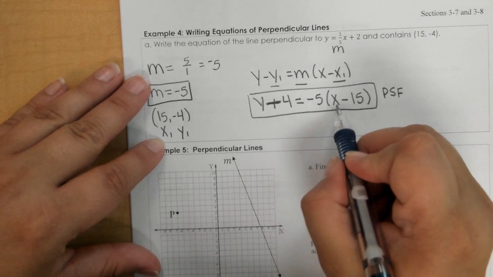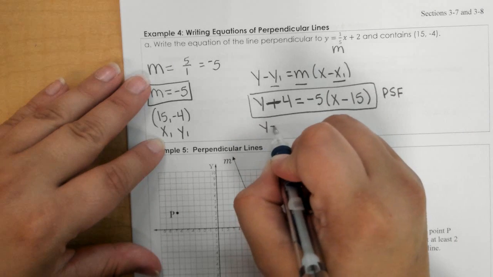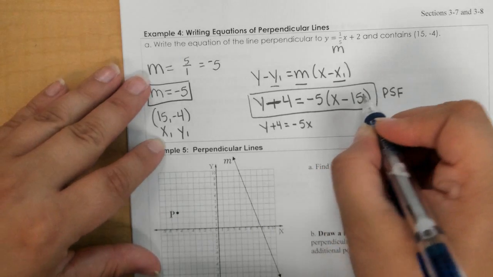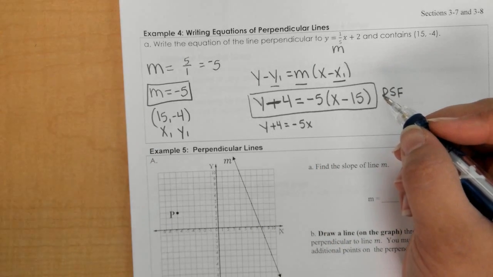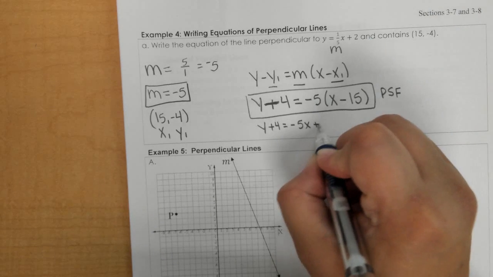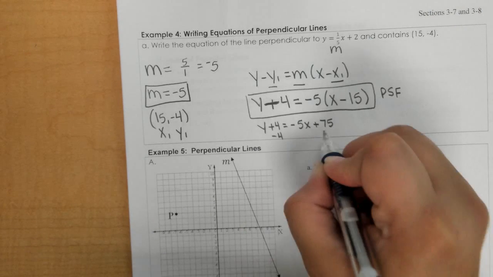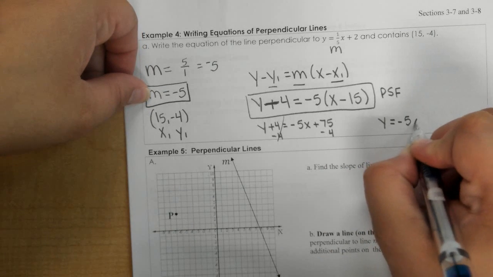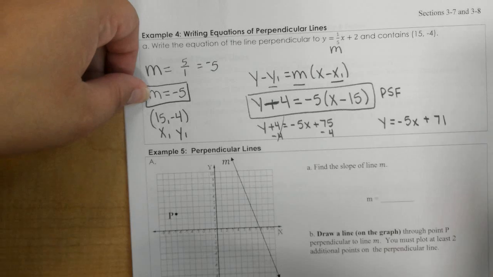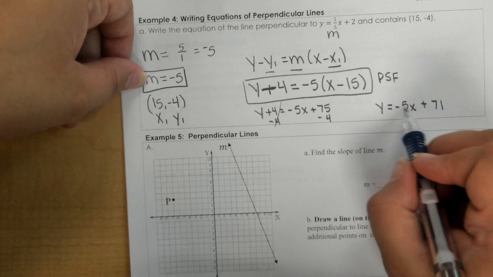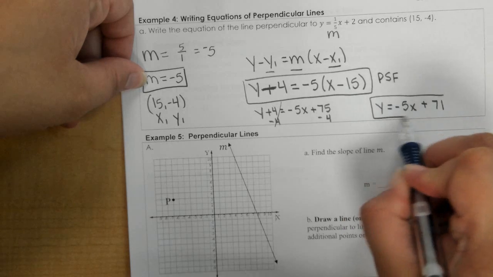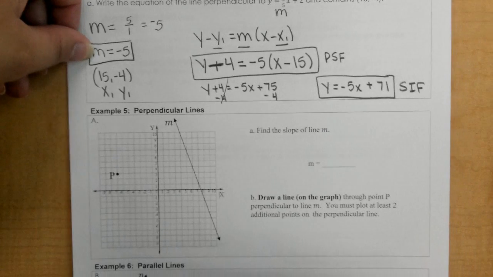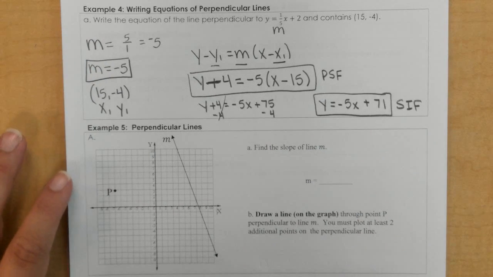Okay, I can distribute. And -5 times -15 is a positive 75. And if I subtract 4, my new equation would be 75 minus 4, so that's 71. We would get -5x plus 71 for slope-intercept form. I did that kind of fast, so if you need to pause and go back, please do so.